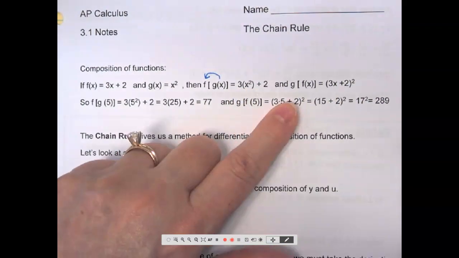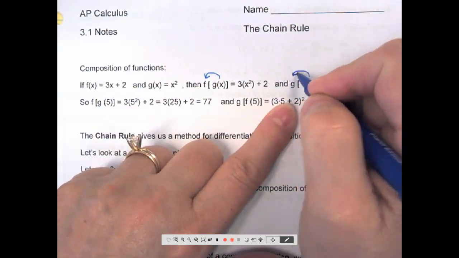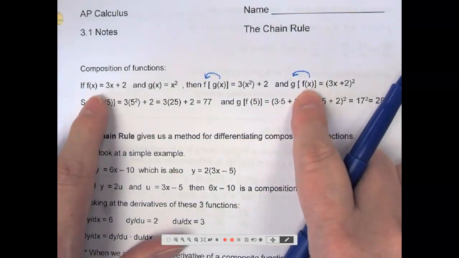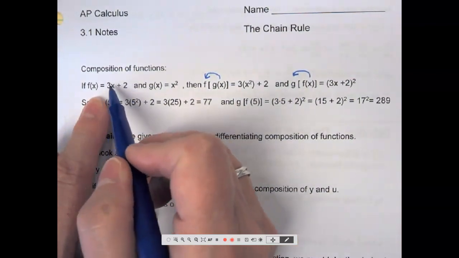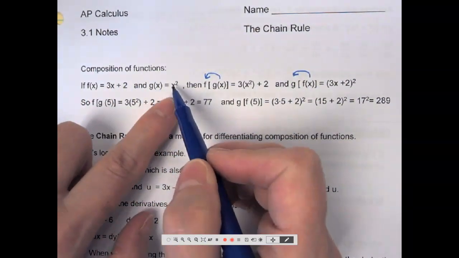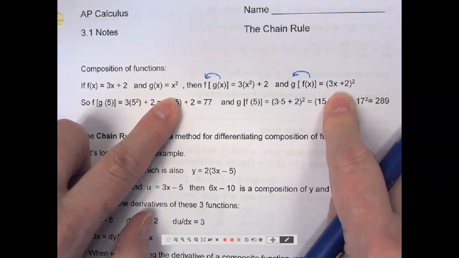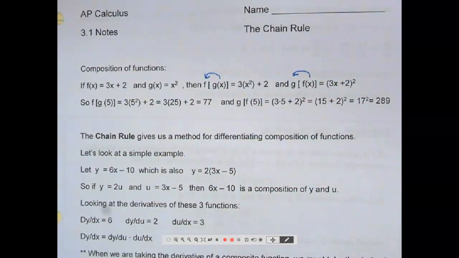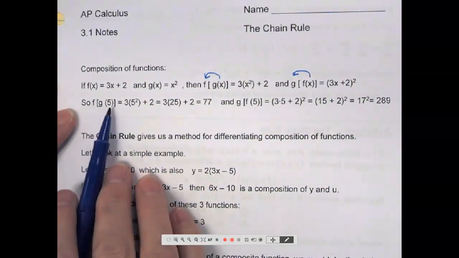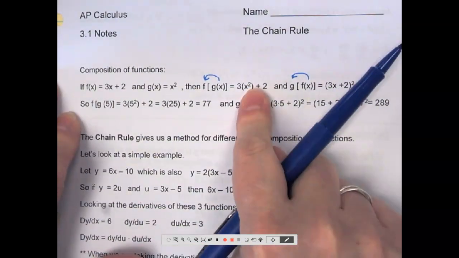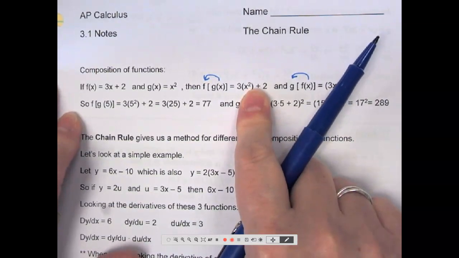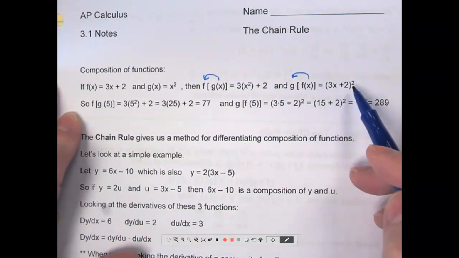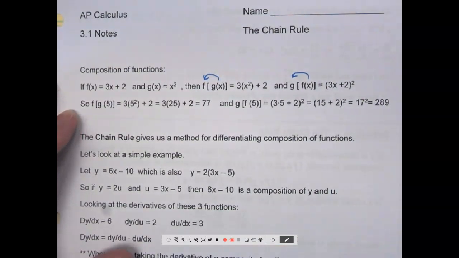As opposed to finding g of f, where I would put f into function g in place of x. So in this case, I would take 3x plus 2, plug it in right there, and get the quantity 3x plus 2 squared. So that's what composition of functions involves. If I ask you to find f of g of 5, then you just go to this and plug 5 in for the x's. G of f of 5, go to this composition and plug 5 in for the x's.